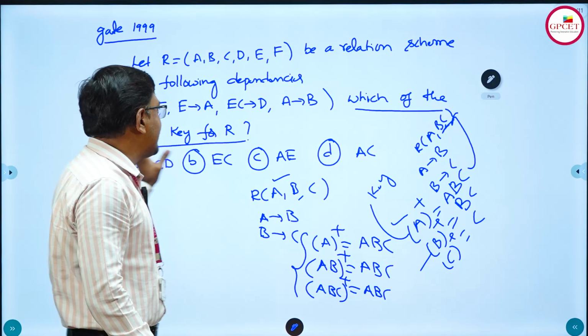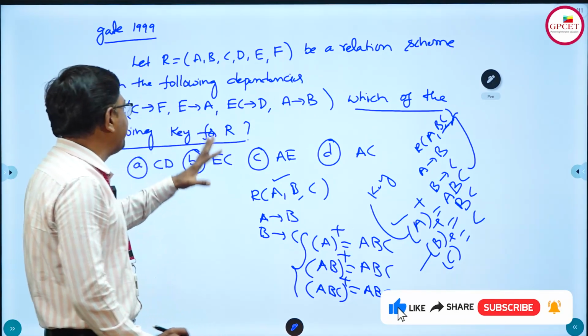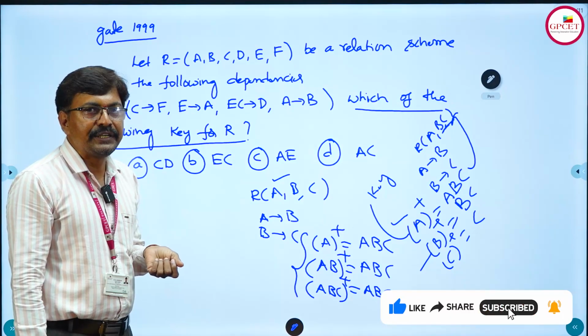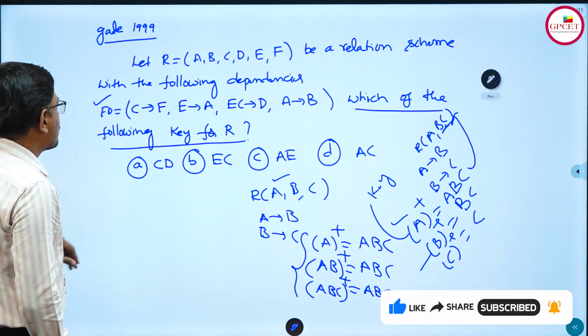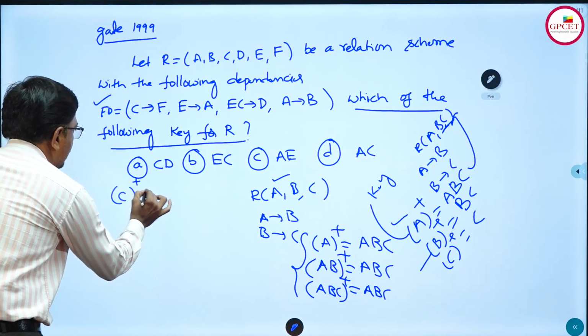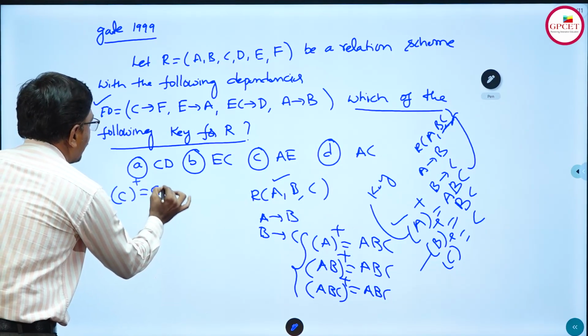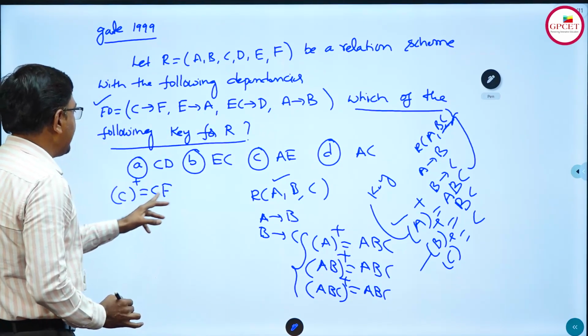But according to our example, the question is about the candidate key. Which of the following is a key for R? First we find the key. What is the first one? C closure. What is C closure? CF. What does F derive? There is nothing, only C and F. Why?